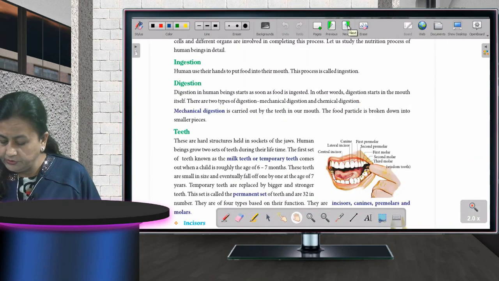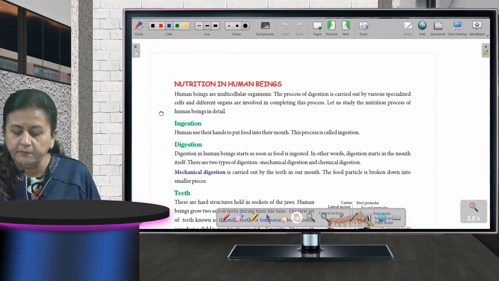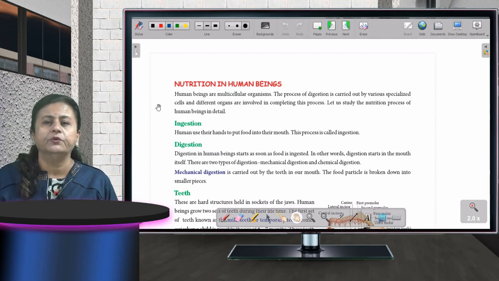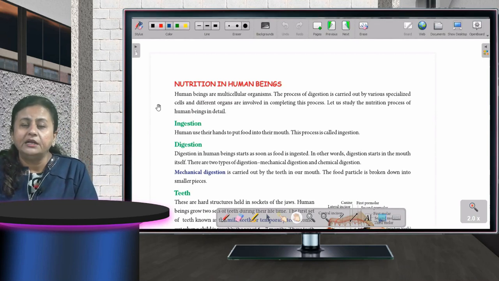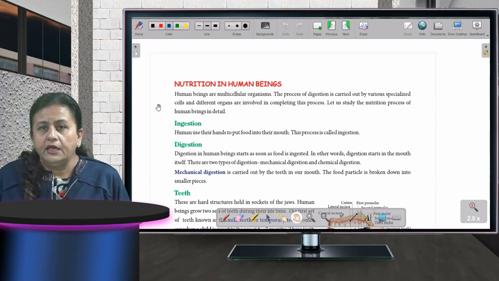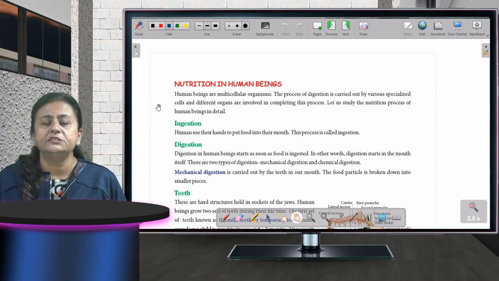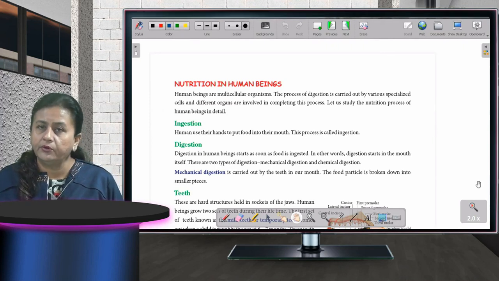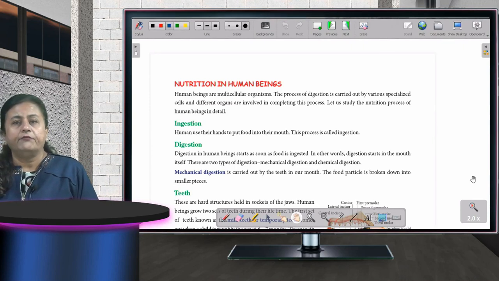Now if I talk about, as you all can see on your screens also, nutrition in human beings, this is the most important thing for you all to understand. Human beings are multicellular organisms. That means we have millions and trillions of cells in us, and our body has many different parts, and every part has a specific function to perform. The process of digestion starts from the mouth and ends through the anus.